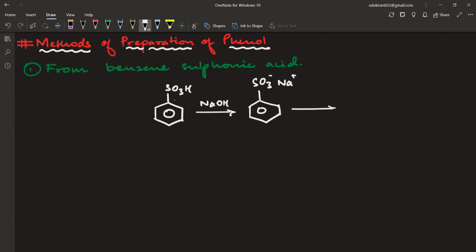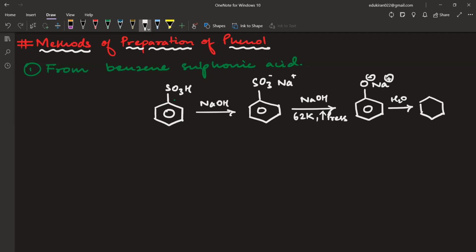Now, further, if I add NaOH at high temperature, how high a temperature? If you remember, 623 Kelvin, and you will have high pressure also. In that case, you will be getting O negative, Na positive. After this, you will add water to get phenol.